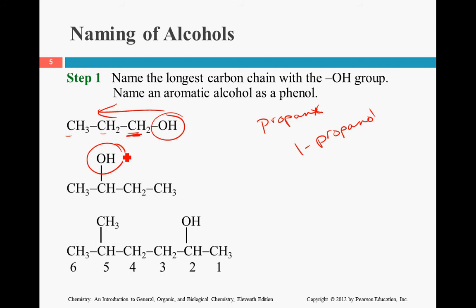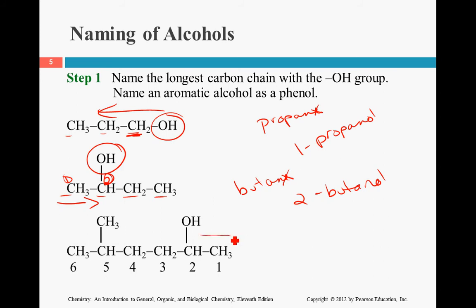Here's our OH group. 1, 2, 3, 4. That gives us butane, because it's a single bond chain. Drop the E, it becomes butanol. You start counting on the side that's closest to the OH group, so we're going to count from the left this time. 1, 2. On the second carbon is the OH group, so it's 2-butanol.